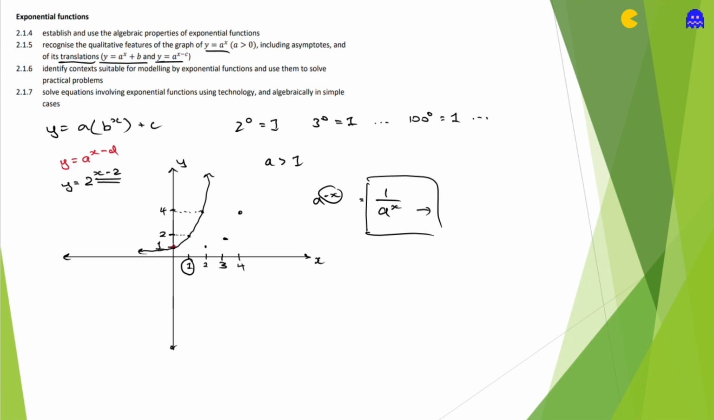And then so when we have x equals 0, our y value will be 2 to the 0 minus 2, which is 2 to the minus 2, which is 1/4, or 1 over 2 squared. And so as a result, at our y-intercept, we have something that looks like this. And then this will also have a horizontal asymptote at y equals 0. Okay.